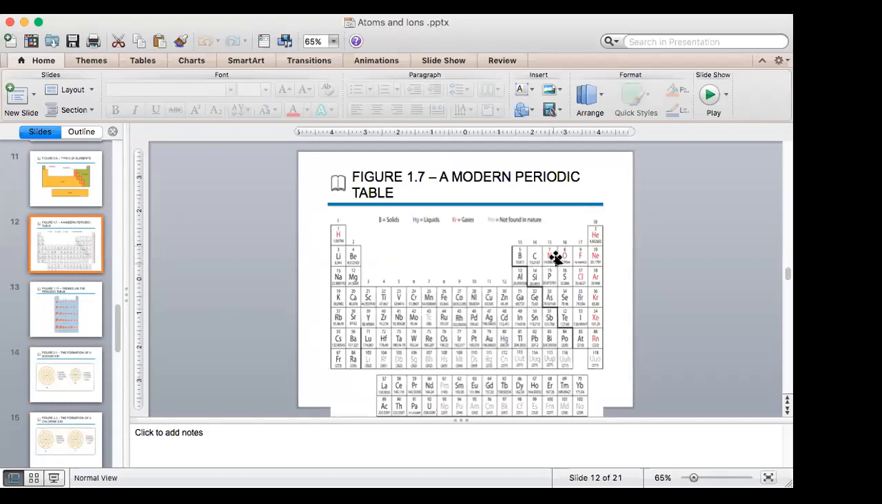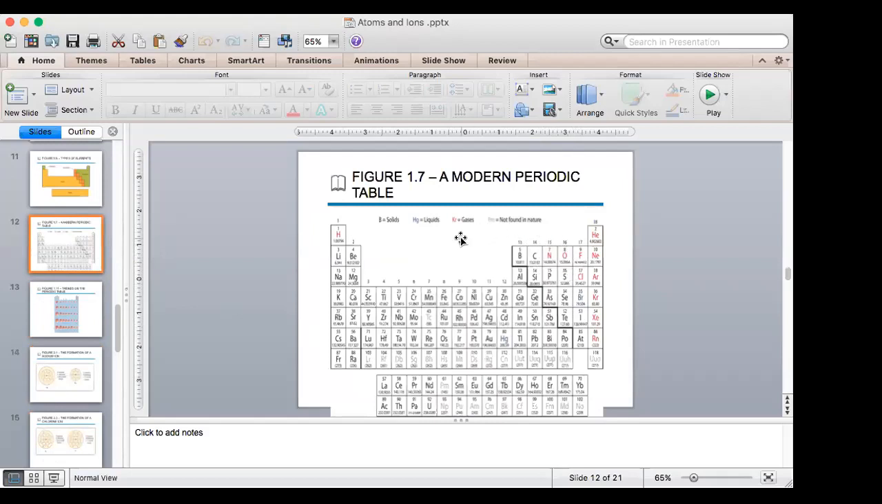So if I start with nitrogen, which is element 7, and I go over to fluorine and down, these are my diatomics. So I have N2, O2, F2, Cl2, Br2, I2, and then my problem child, hydrogen, H2. So those 7 elements form diatomics.